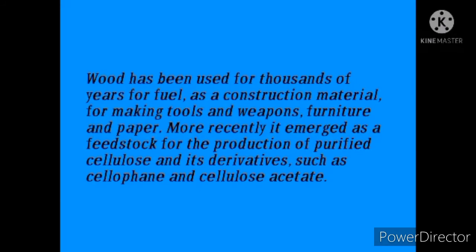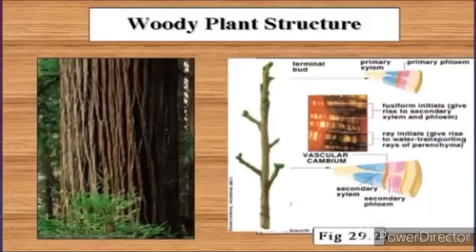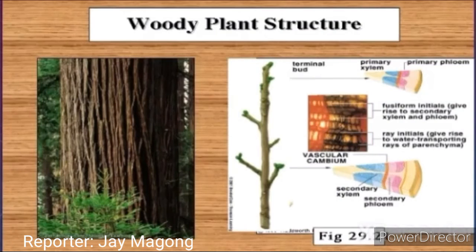As you can see in the picture, there are 16 examples of wood. Wood has been used for thousands of years for fuel, as a construction material, for making tools and weapons, furniture, and paper. More recently, it has emerged as a feedstock for the production of purified cellulose and its derivatives such as cellophane and cellulose acetate. Woody plant structure.